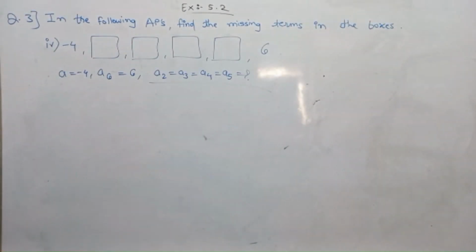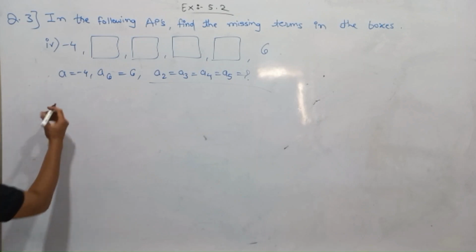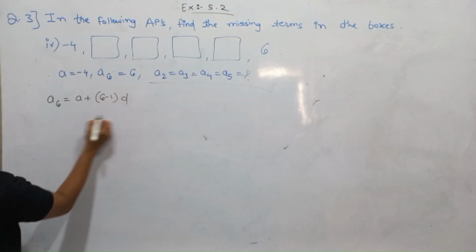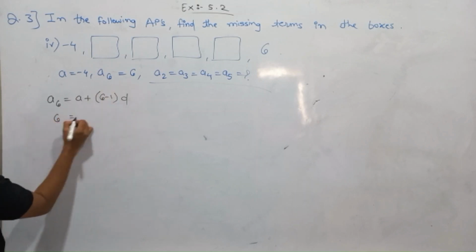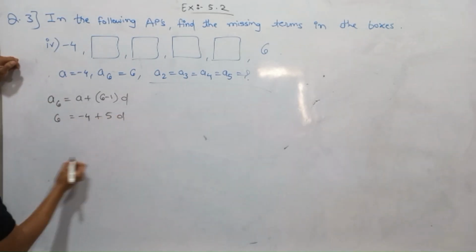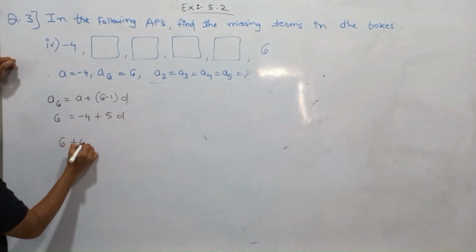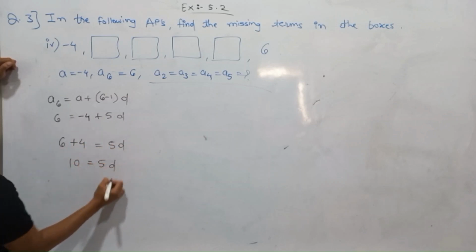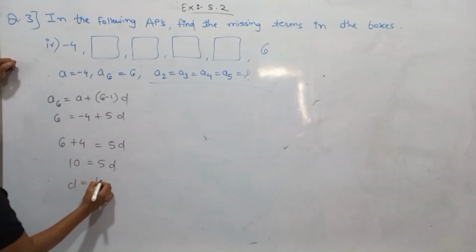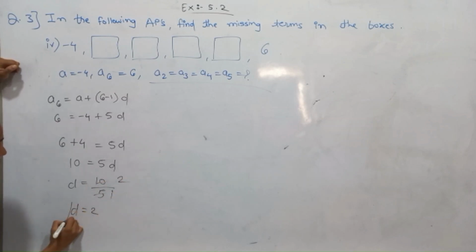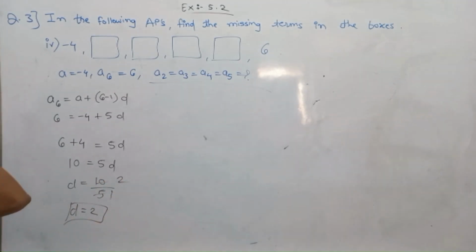Now see, how can we find it out? a6 is a plus 6 minus 1 d, right? And a6 is 6, which is equal to a, minus 4, plus 5d. Minus 4, if I shift it to the LHS, becomes plus 4, equal to 5d. 6 plus 4 is 10, and d is 10 upon 5. So 5 twos are 10. So the common difference I got is 2.